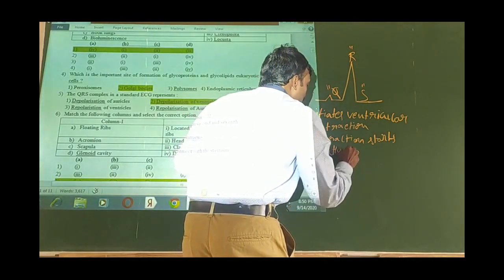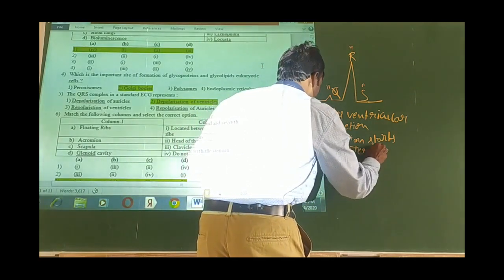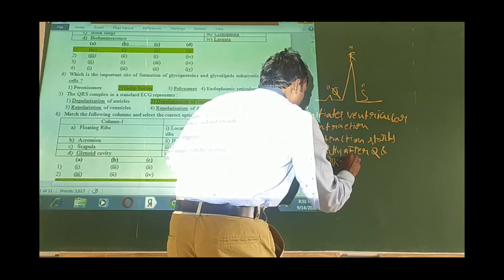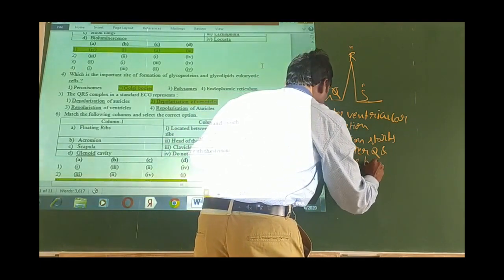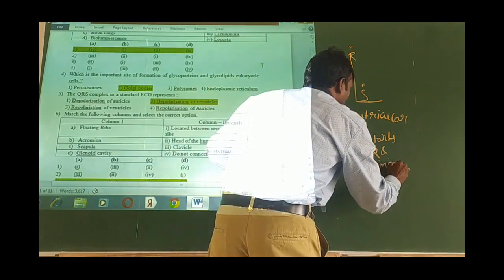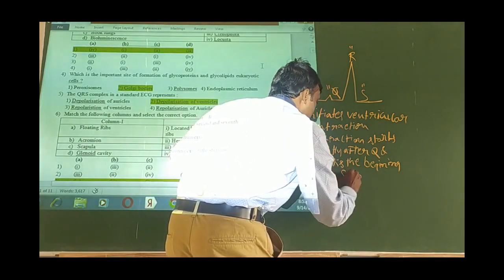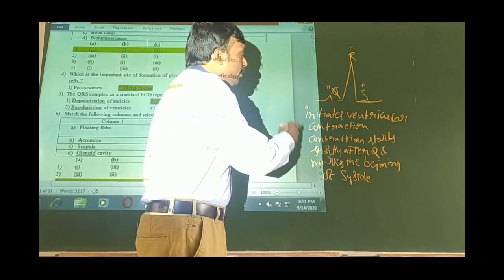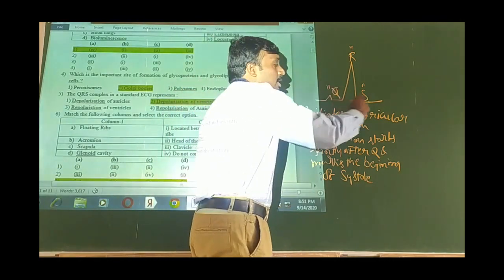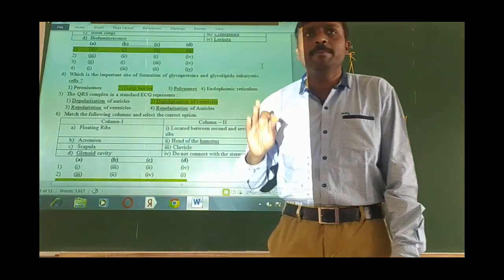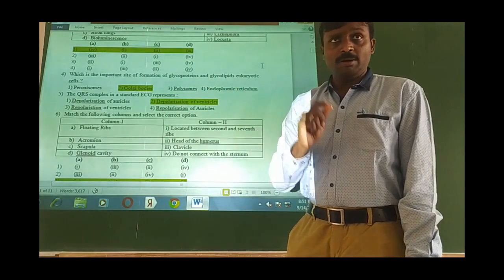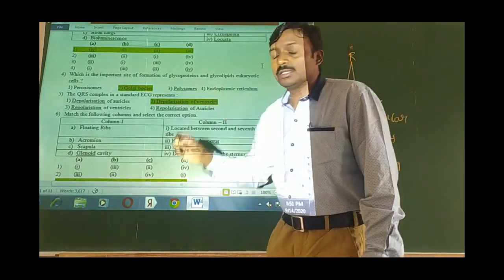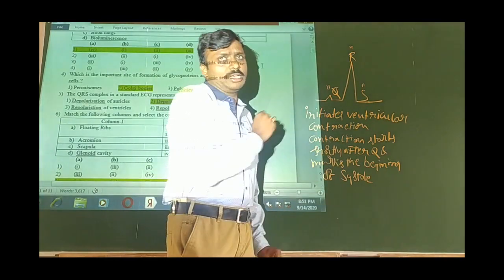shortly after Q, and that marks the beginning of systole. Okay, this is what we need to understand, how the QRS complex is formed during the ECG graph, and what depolarization of ventricles means. This is the statement we need to understand.